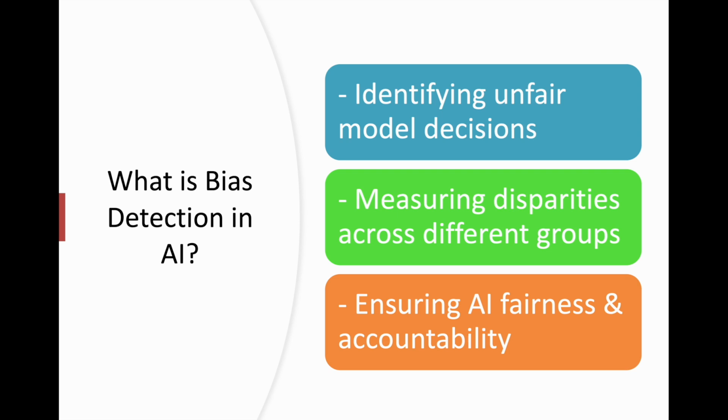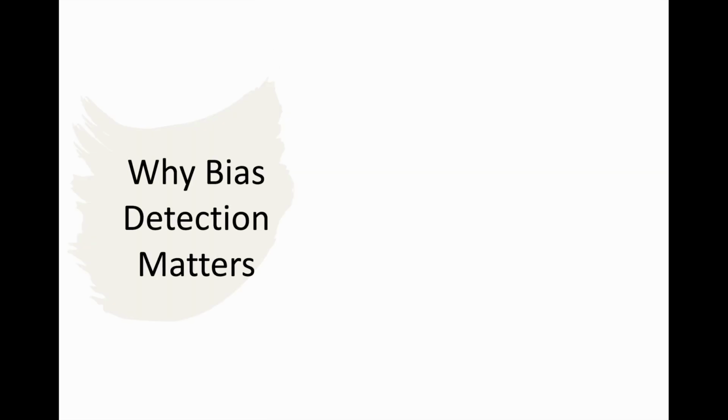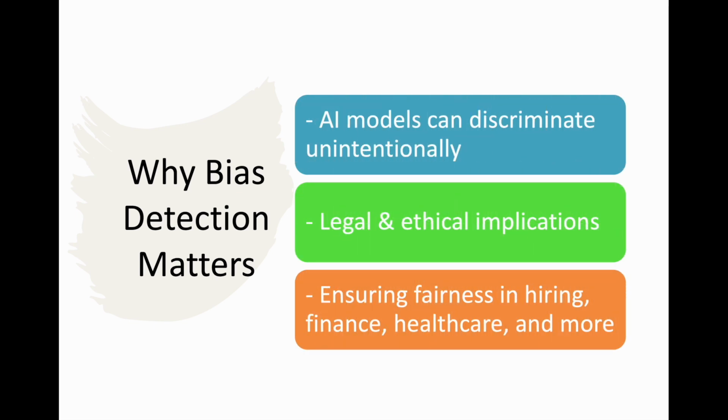So it is about measuring disparities across different groups, and ensuring AI fairness and accountability. We expect that whatever AI models and algorithms we are using should be fair enough for everybody. That is why bias detection matters, so that it won't cause real harm in real life. AI models can discriminate unintentionally. Even if there is no intention in how your model is designed, it can still discriminate.